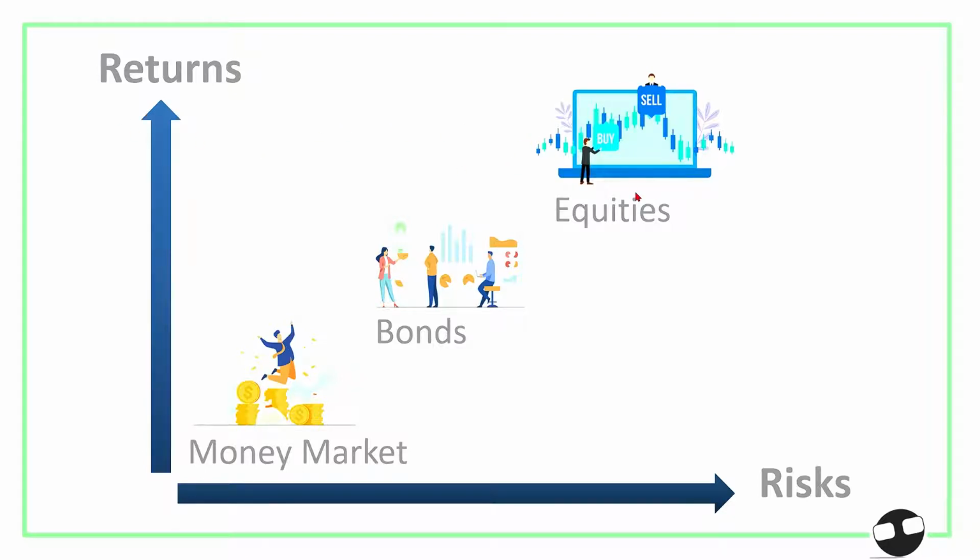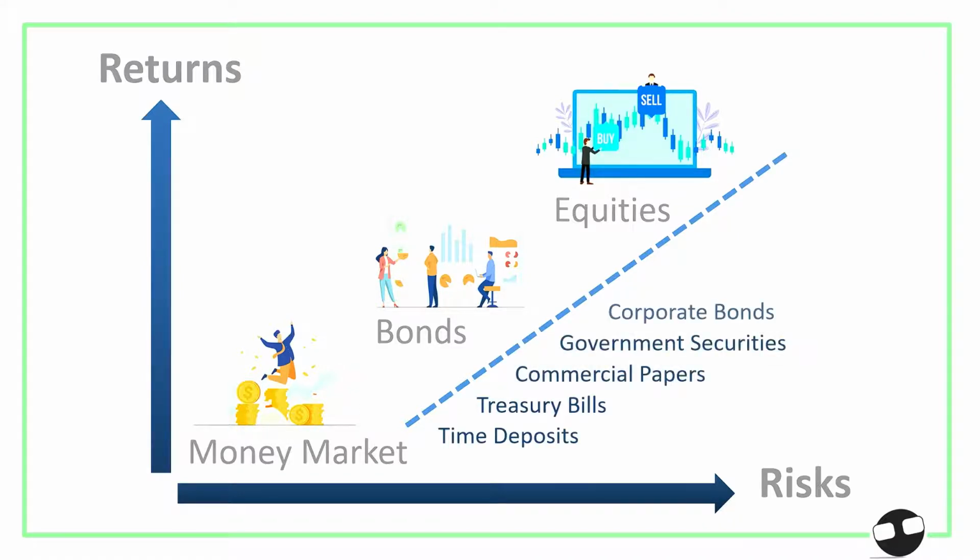So, when you expand the category of each asset class, you would have this one. For example, if you plot a slope, the time deposit is at the bottom, and then as you embrace higher risks, the return goes higher and higher. So from time deposit, you move up to treasury bills, and then you have commercial papers. So these are actually short-term debt instruments. And then you move up to government securities. You have corporate bonds and preferred ETFs or exchange traded funds.